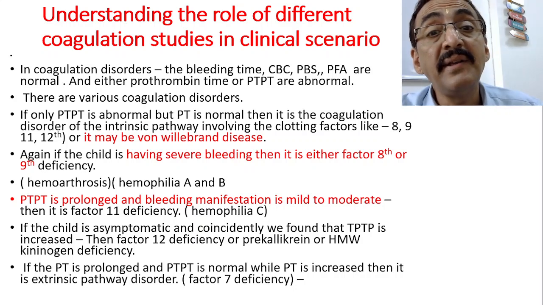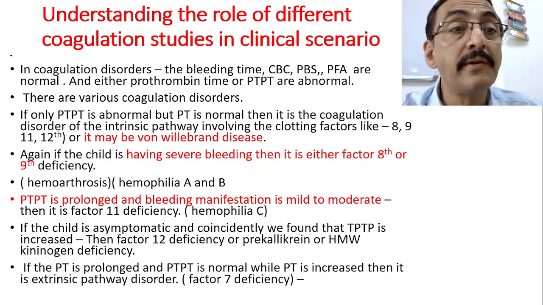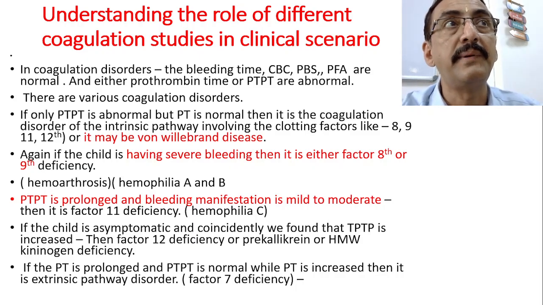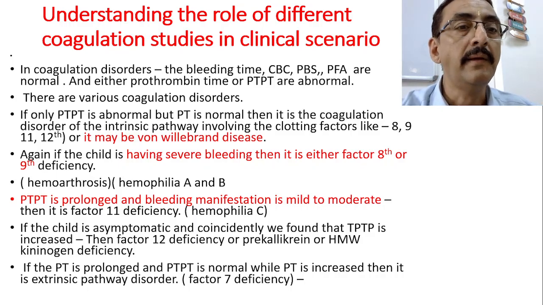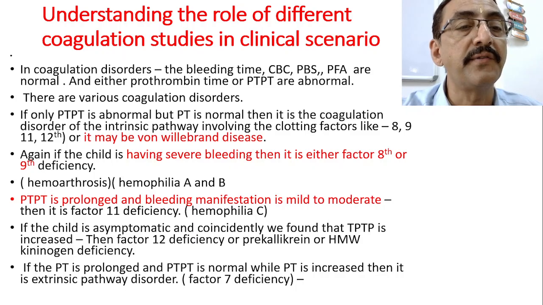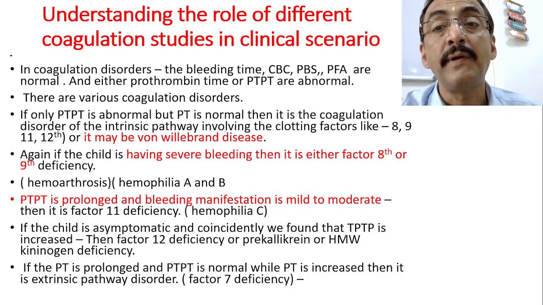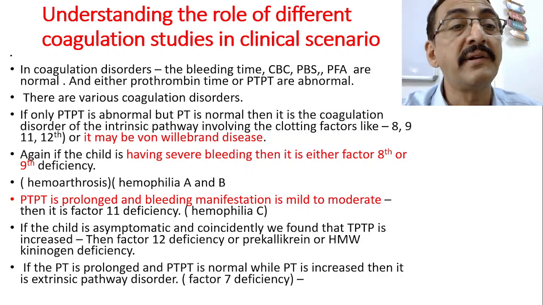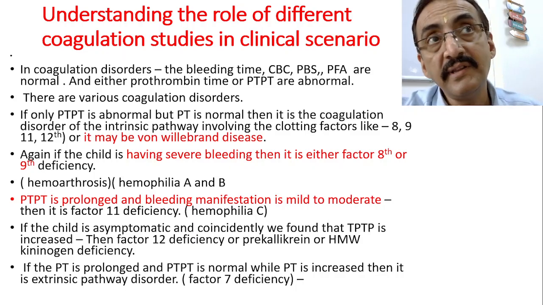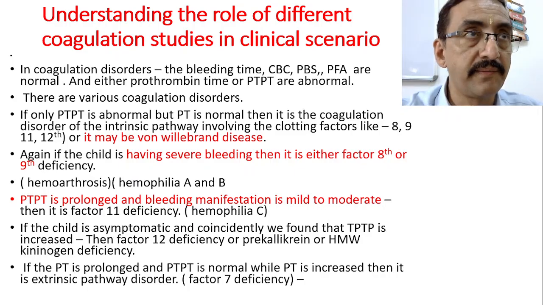Again, if the child is having severe bleeding, then it is either factor 8 or factor 9 deficiency. Suppose APTT is increased, but now the child is having severe bleeding, then the possibility is that it is either factor number 8 or factor number 9. Factor number 8 deficiency is true hemophilia, which causes hemarthrosis, like hemophilia A and hemophilia B. Factor number 8 is hemophilia A, factor number 9 is hemophilia B. So this is again pointing towards hemophilic disease.